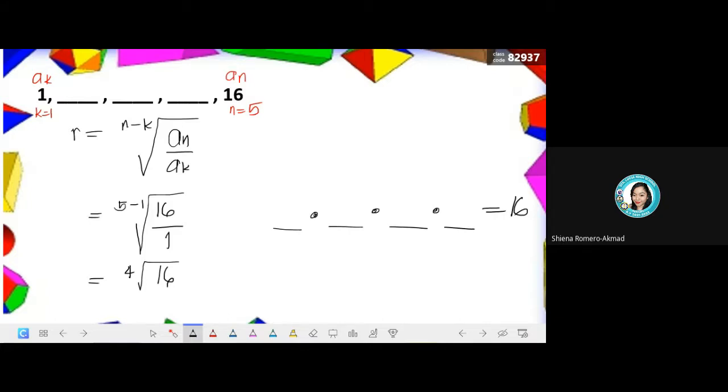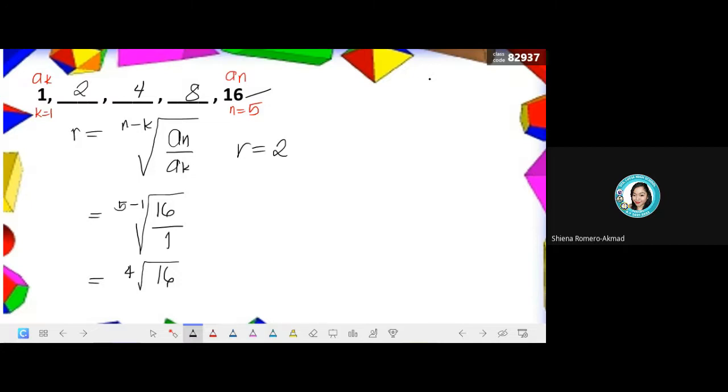Yes, what's your answer again? The answer is? May nagbanggit na kanina. Two po, ma'am. Two, yes. Our R is two. So, one times two is two. Two times two is four. Times two is eight. Times two is 16. So, ganun lang ang paghahanap, all you have to do is to substitute.